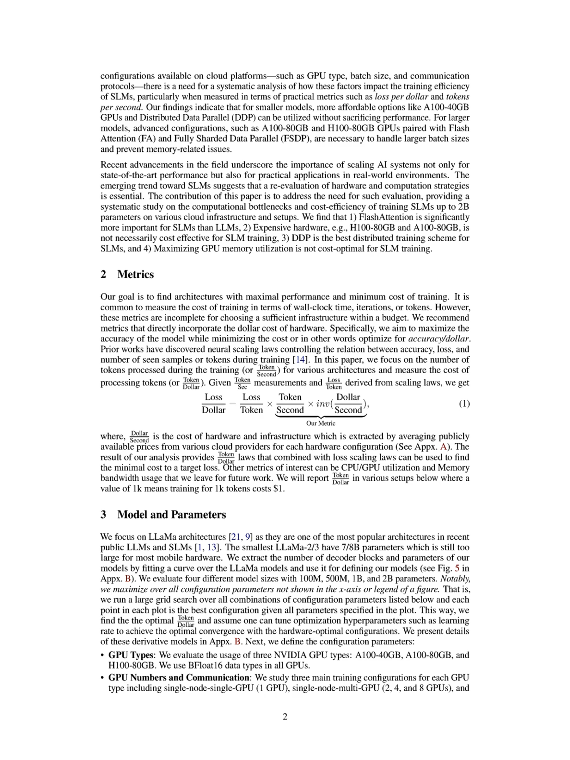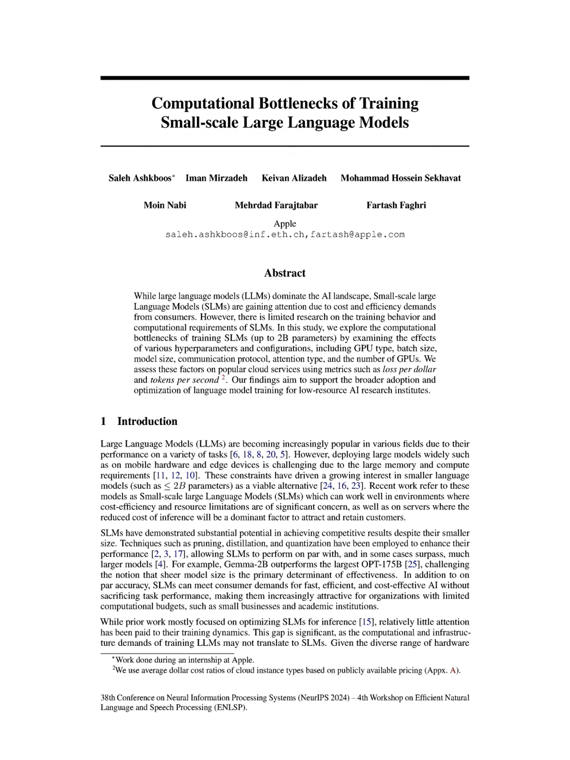and 2B parameters. Notably, the introduction of flash attention is highlighted as a significant technique that enhances the token-dollar ratio, especially for smaller models, by addressing memory constraints and improving batch size handling. Finally, the analysis reveals that DDP is preferable for smaller models, while FSDP is more effective for larger models, thus providing a comprehensive framework for maximizing training efficiency and cost-effectiveness in SLMs.